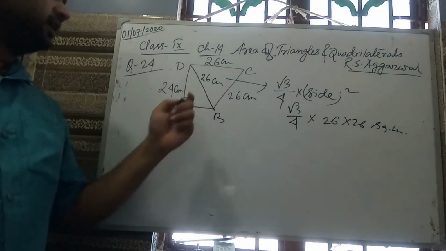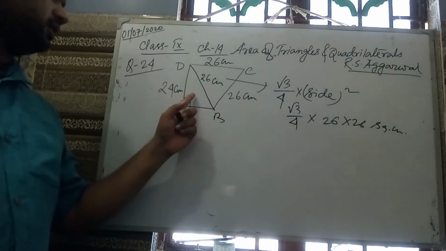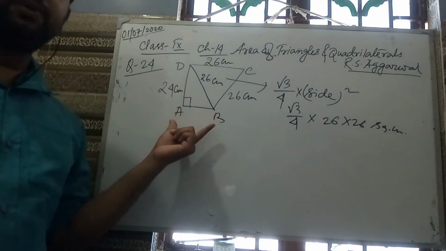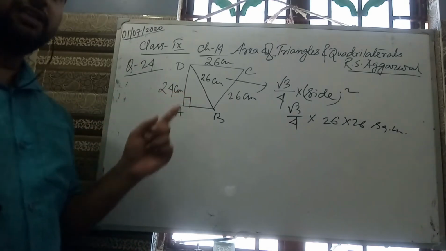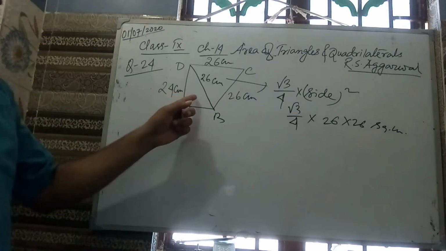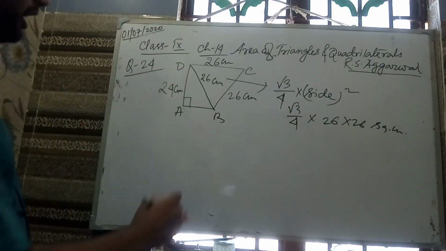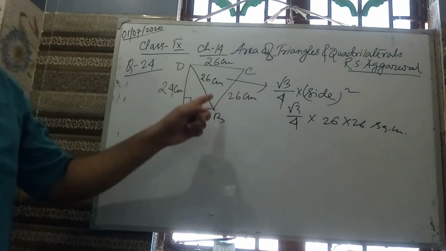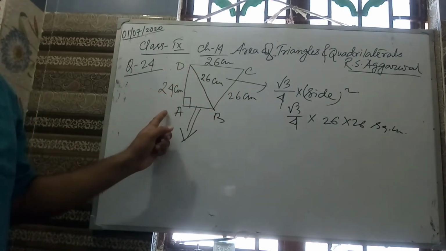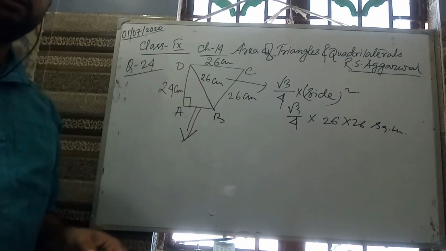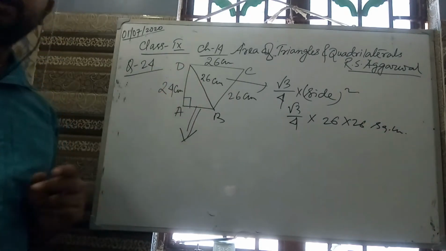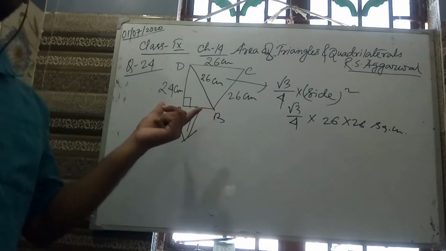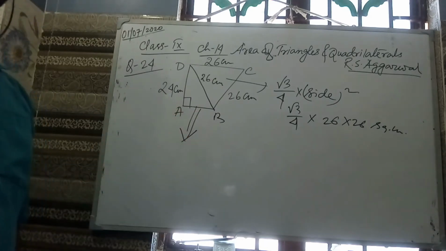Now for this triangle, this is a right angle triangle, this is height. So if we know the value of AB, then by half base into height we can easily find out area of this triangle. Now to find out AB, we know two things. The hypotenuse BD of the triangle ABD is given 26. The perpendicular is given 24. So using Pythagoras theorem, you can easily find out the value of AB.